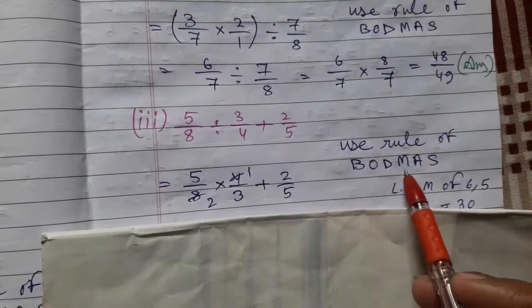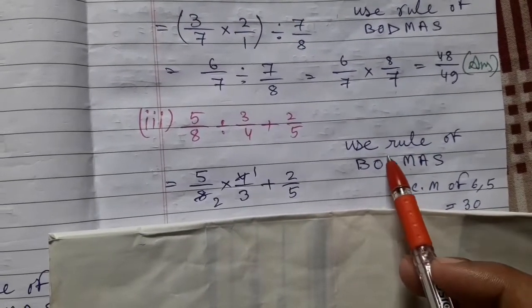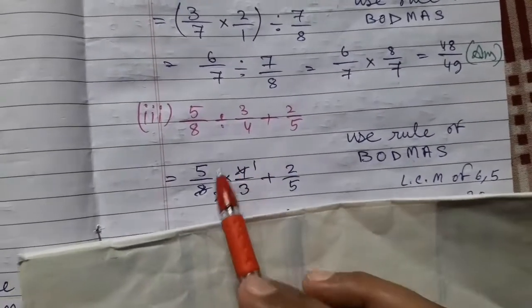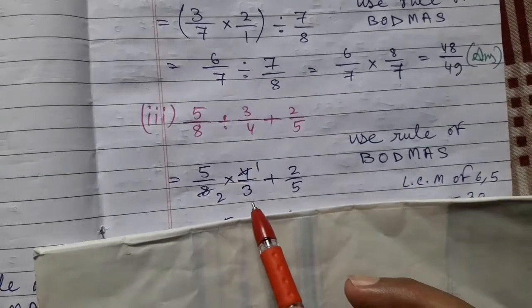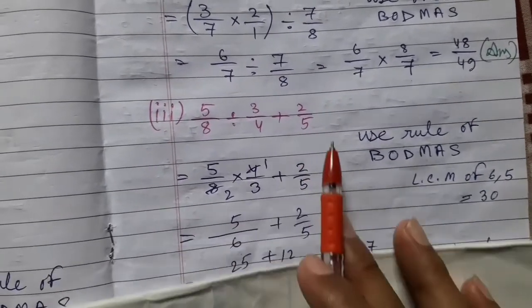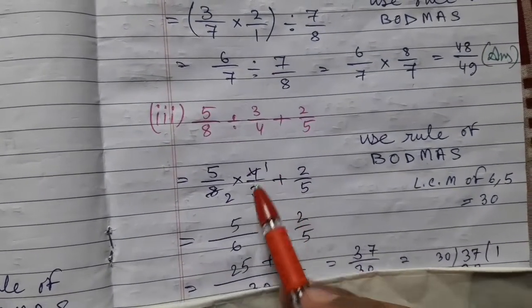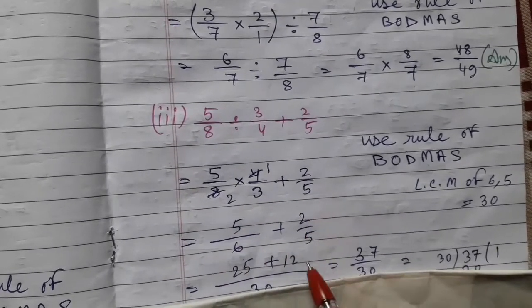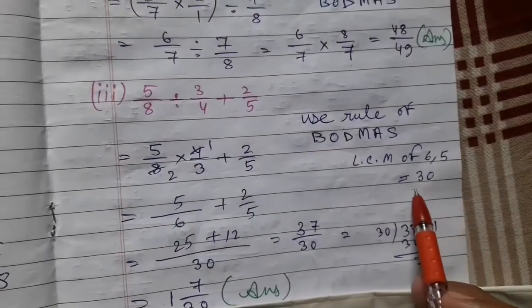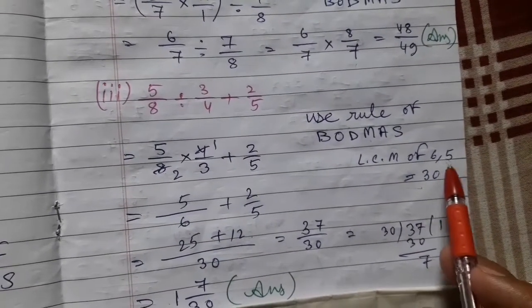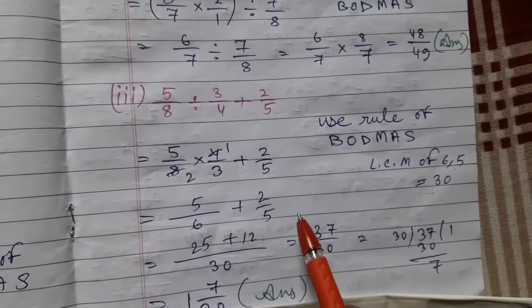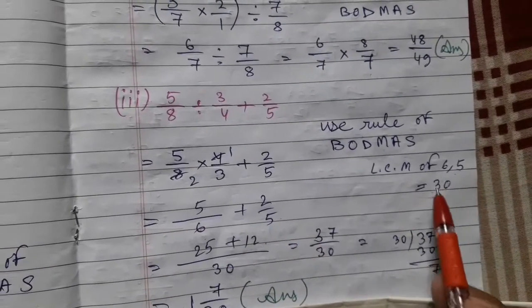Use rule of BODMAS. We have a divide. First work this divide, reciprocal it. 5 by 8 multiply 4 by 3 plus 2 by 5. Clear? Cancel it. 4 1 is 4, 4 2 is 8, 3 2 is 6, 5 1 is 5 plus 2 by 5. Clear? LCM it. 6 and 5, 30. We have a prime number, that means the multiple of a prime number is the LCM. 5 6 is 30, multiply it.